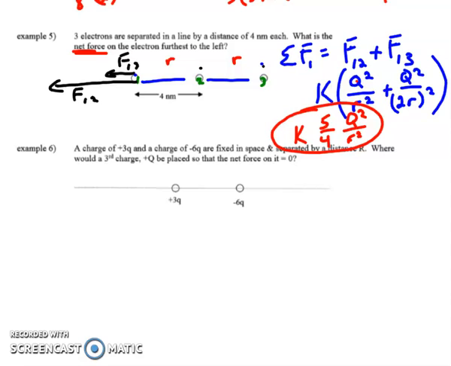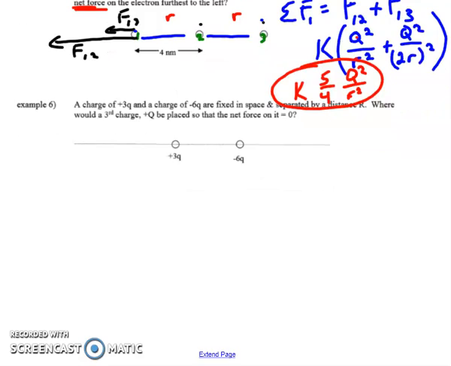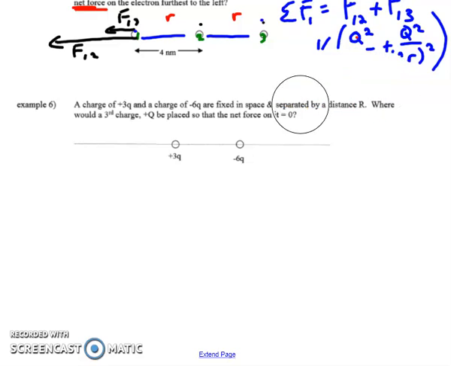Example 6. Similar problem, but more conceptual. Okay? And this is, again, one that I know students struggle at times. You've got to conceptualize it. So I've got two charges. Now this time one is positive and one is negative, and they're not the same charge. This one has half the charge as that one.